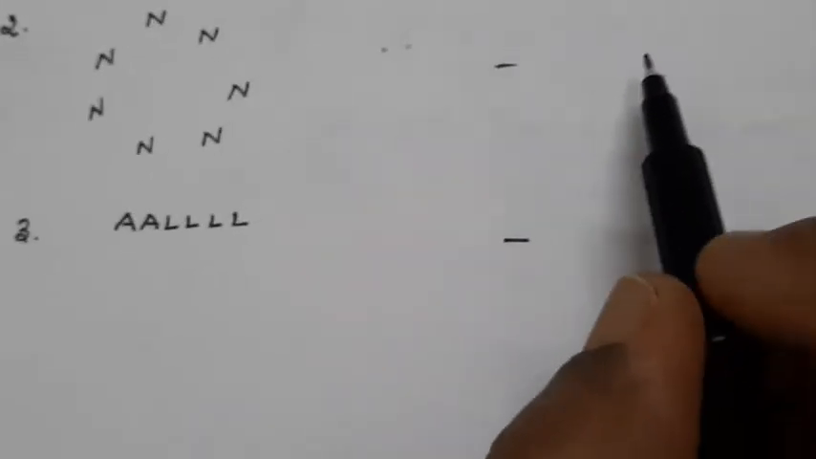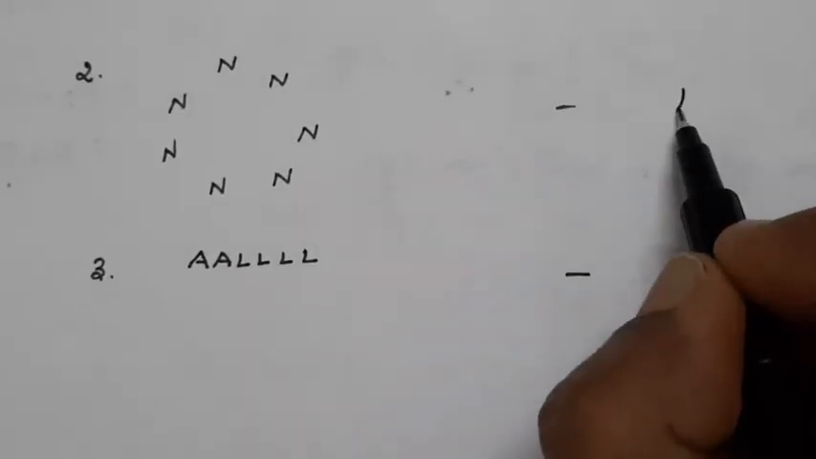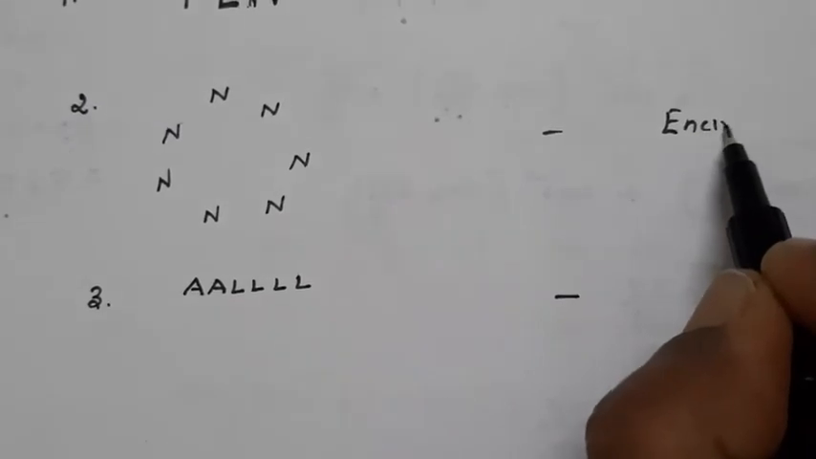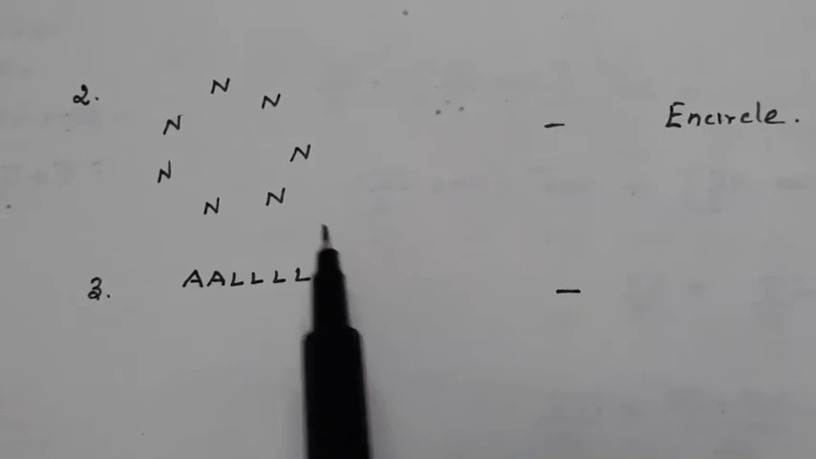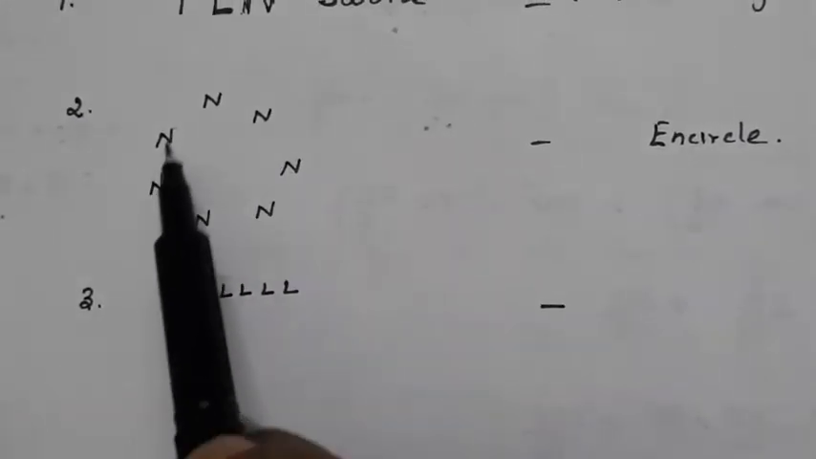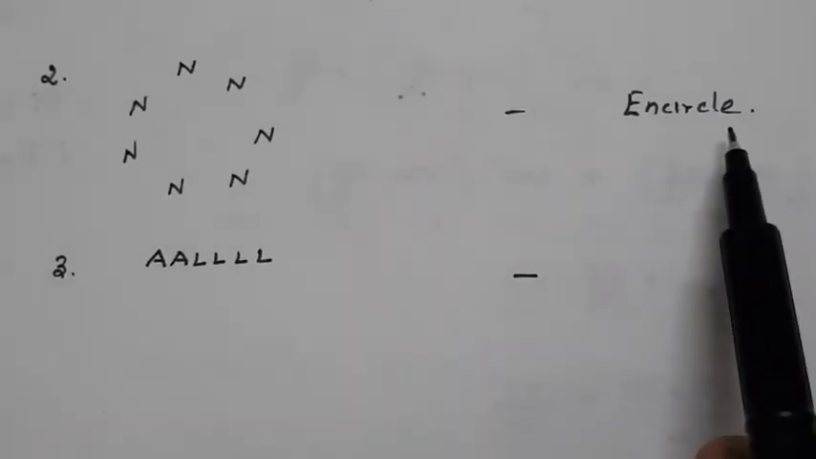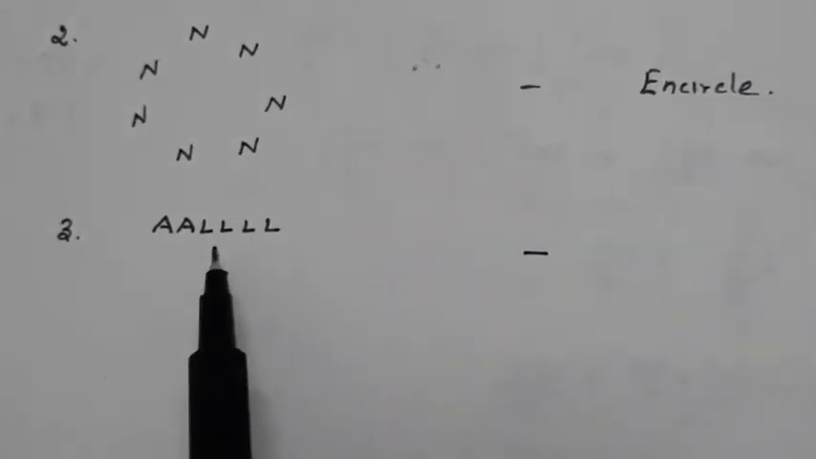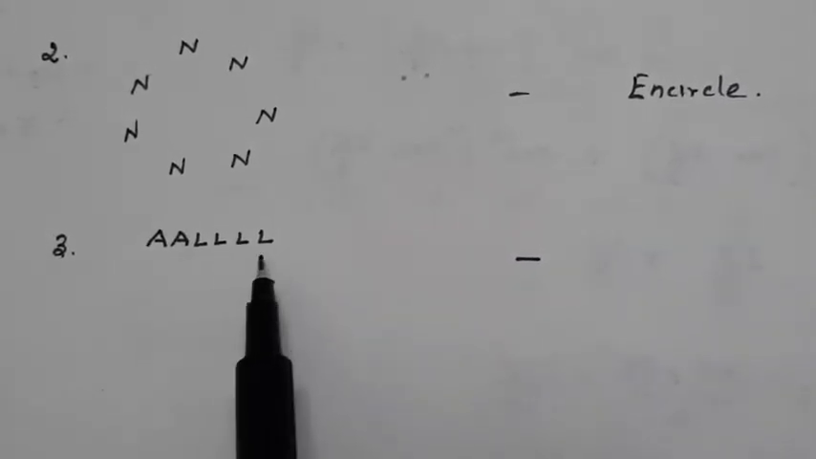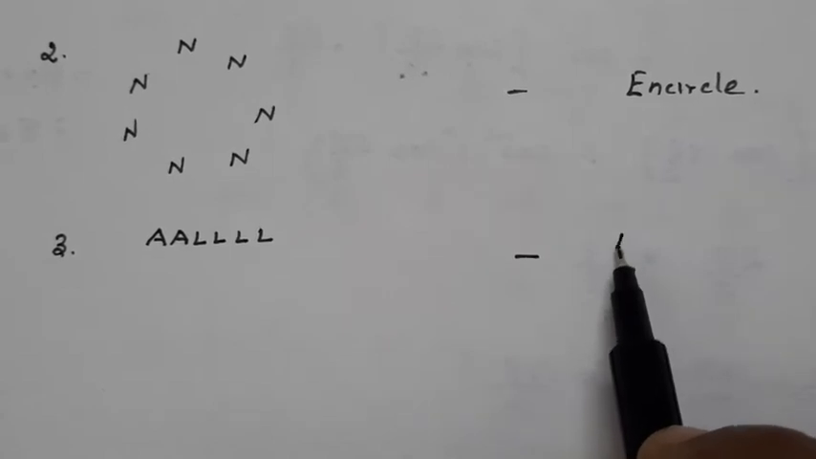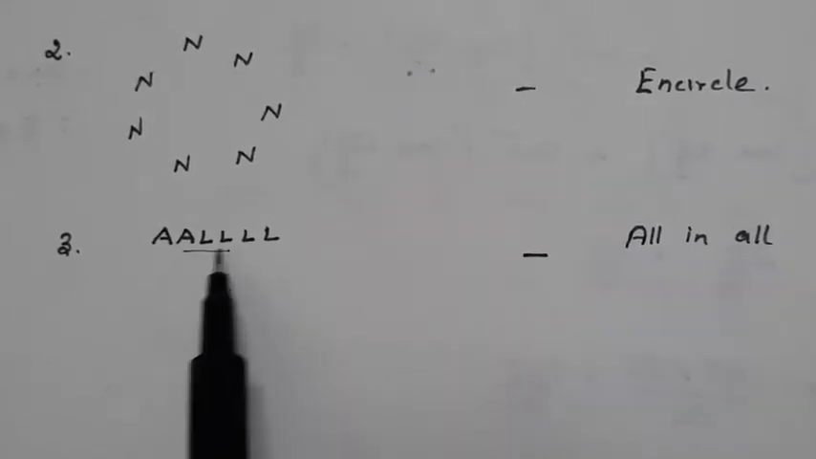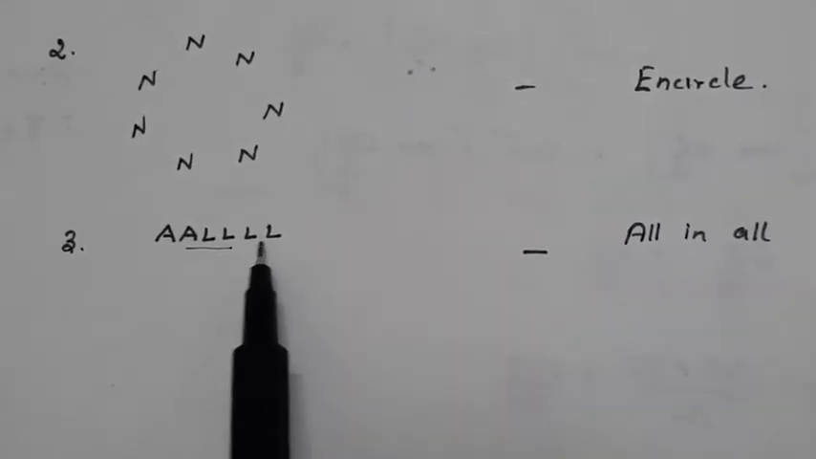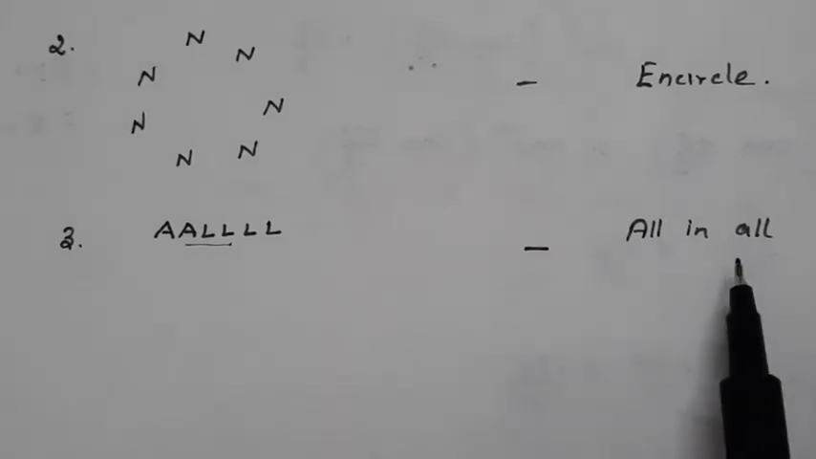The second one is n circle. It represents the word n circle. See, look here, the word n is in the form of a circle. So n circle. The next one, this rebus represents a compound word, that is all in all. See, the word all lies in between the word all. So all in all.